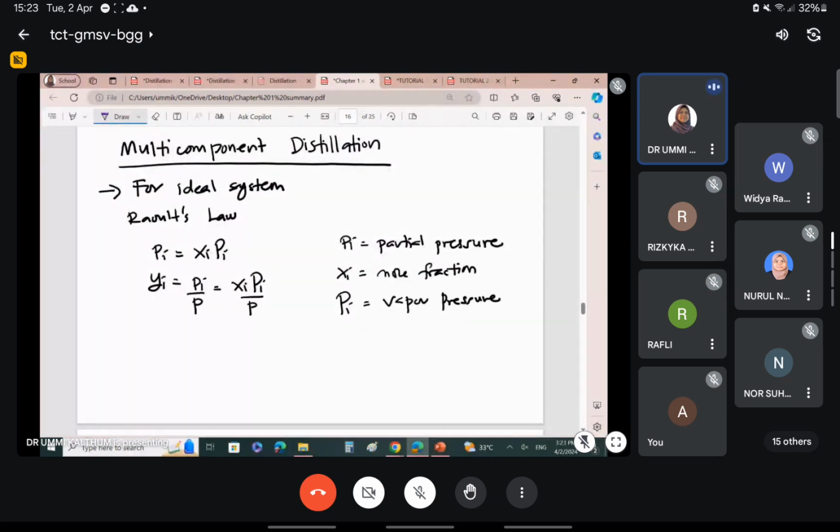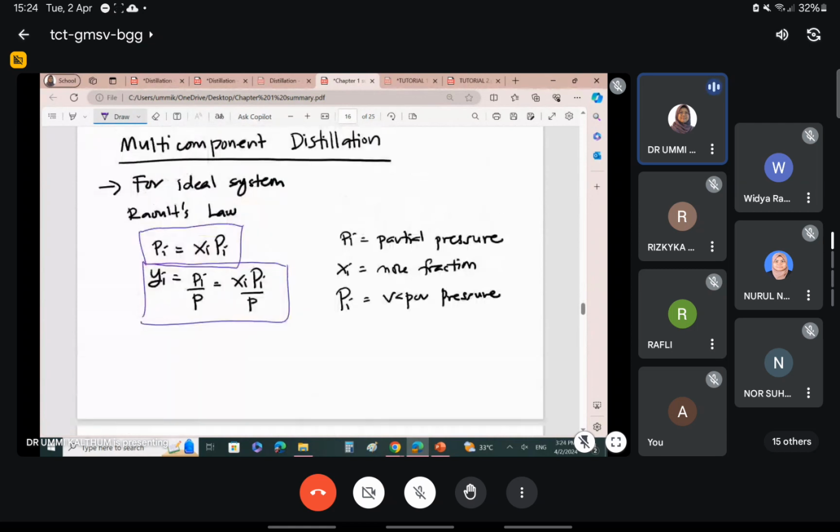Alright, for multi-component distillation, we have to do trial and error, to estimate the composition X and the composition Y. For an ideal system, we use Raoult's law. Again this equation, Pi equals Xi Pi. Partial pressure equals mole fraction times vapor pressure. So this one is to determine the component mole fraction in the vapor phase. And this one is for an ideal system.